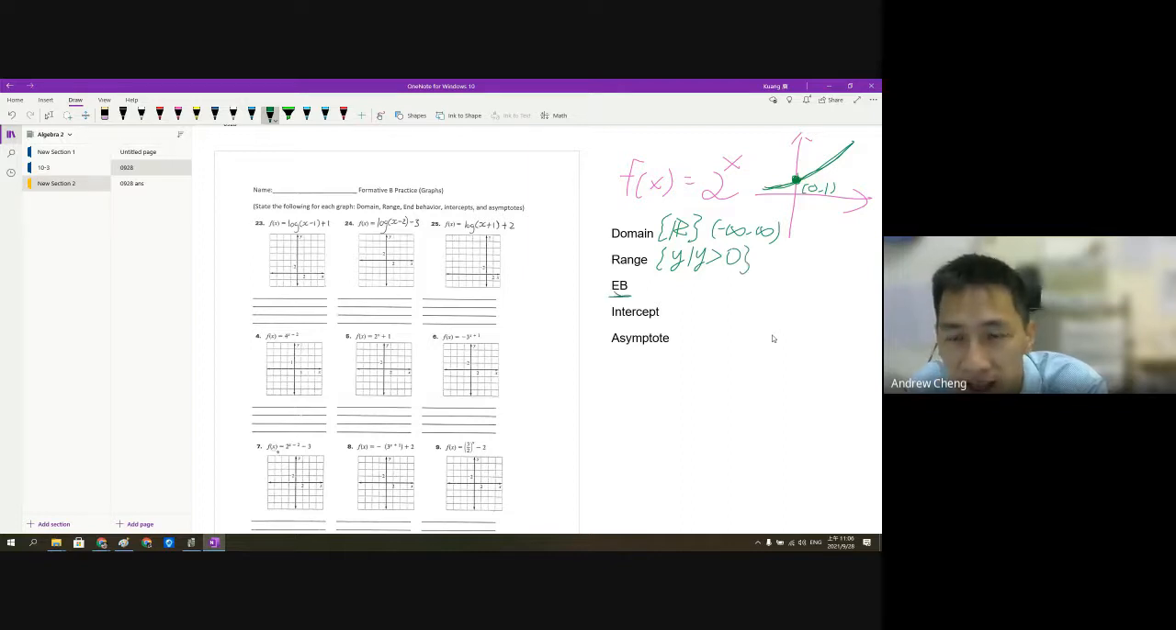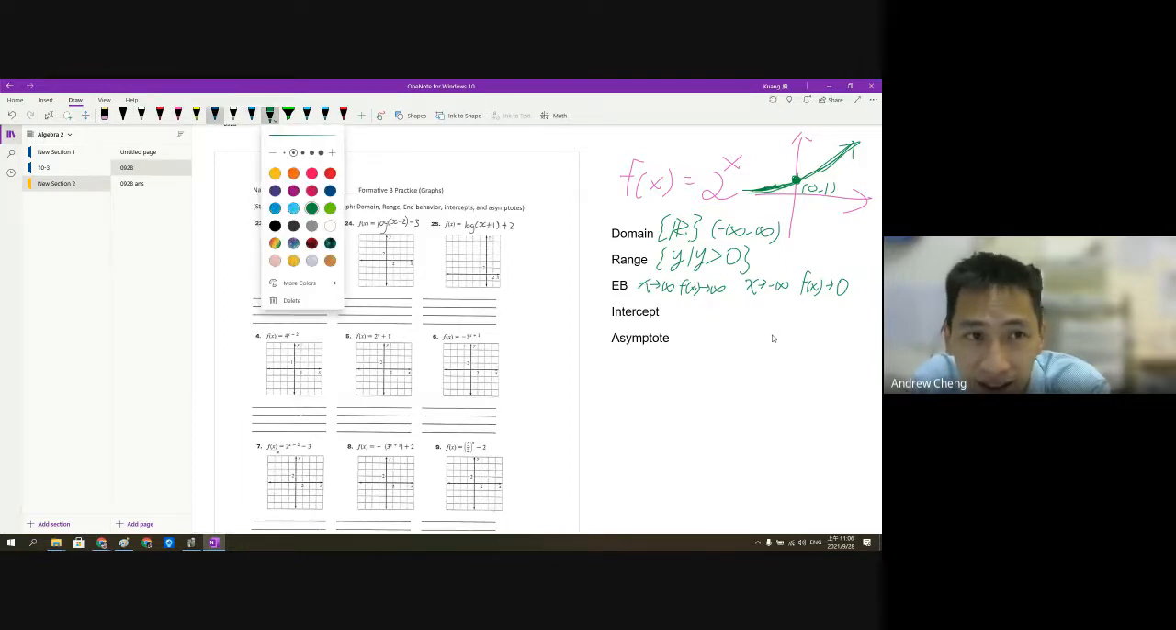This is end behavior. You see the right-hand side is going up, so when x approaches infinity, f(x) also approaches infinity. However, when x approaches negative infinity, f(x) is not approaching negative infinity. The y-coordinate approaches 0 because it gets closer to the x-axis. This is when your base is greater than 1.